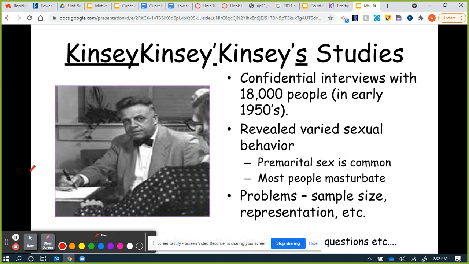What he found was that Americans were a lot kinkier than people thought. And there was a lot more stuff going on in the bedroom than was assumed.